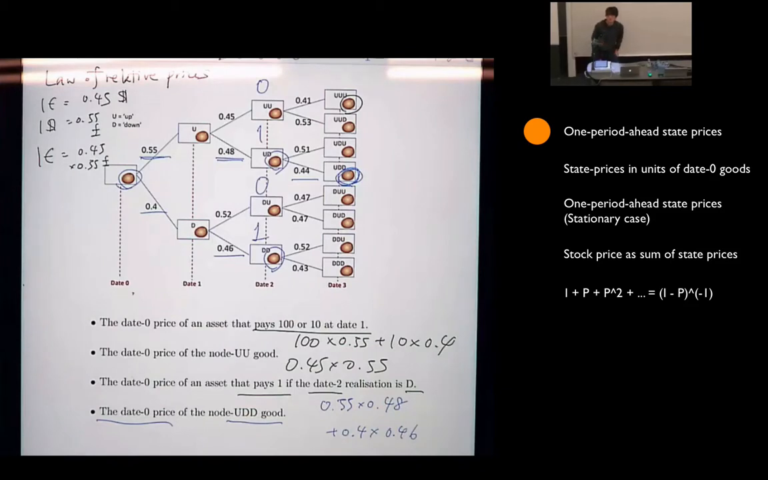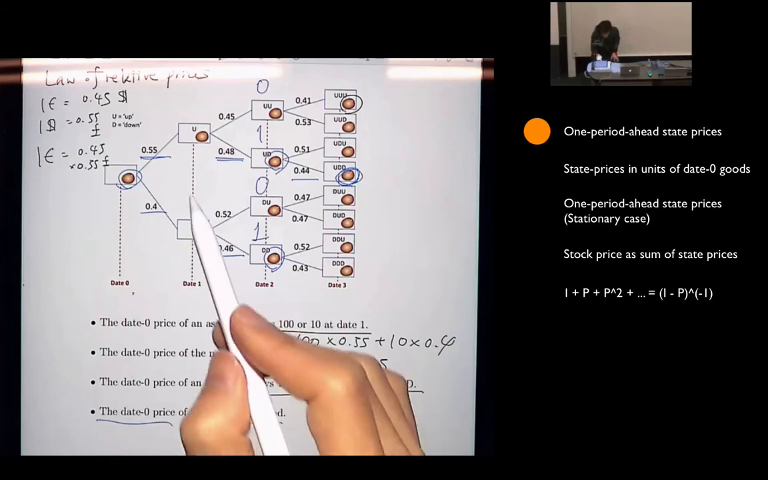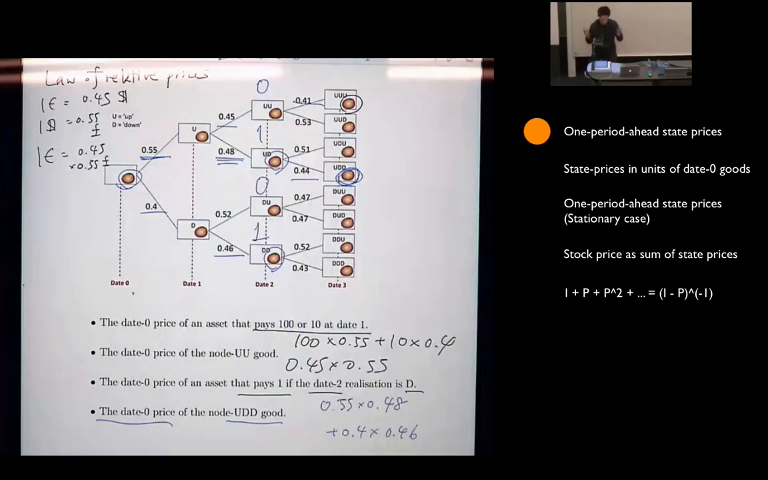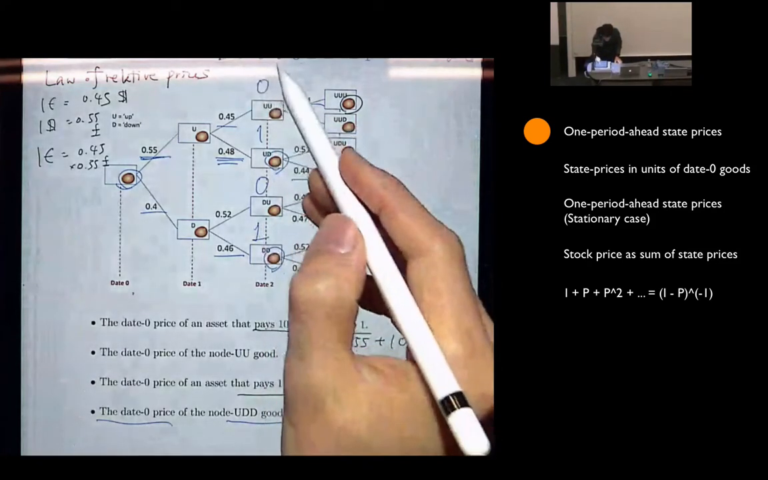Now at this point, I can imagine that probably a third of you have started to believe that these numbers are sort of probabilities, but they are not. They are not probabilities. There's no probability in this question. These are prices.